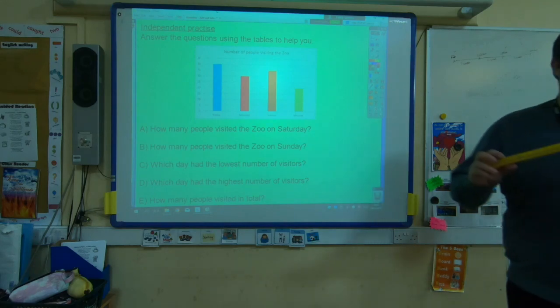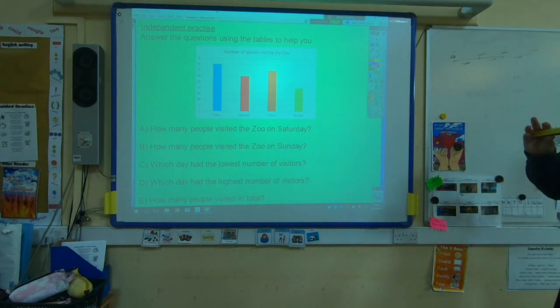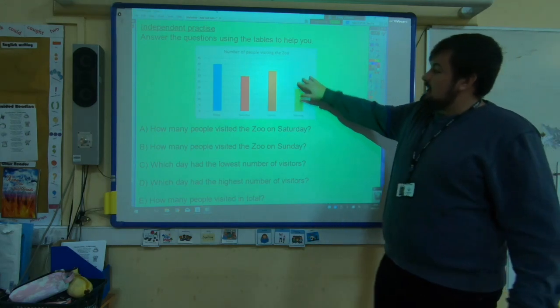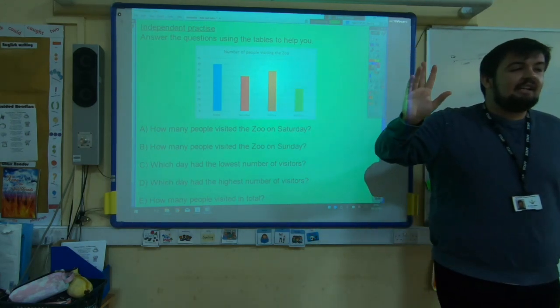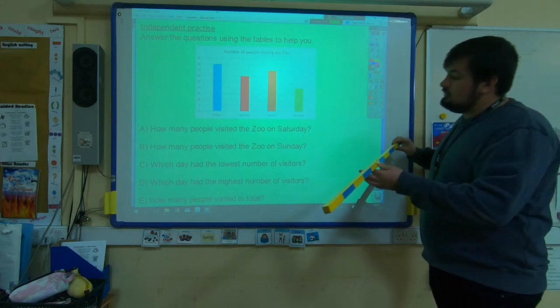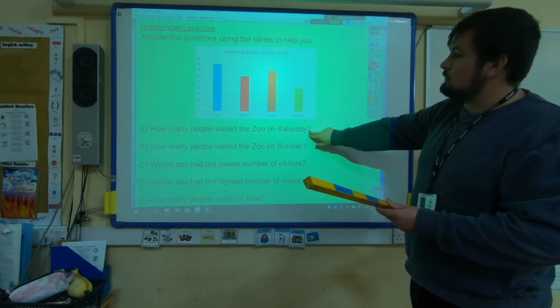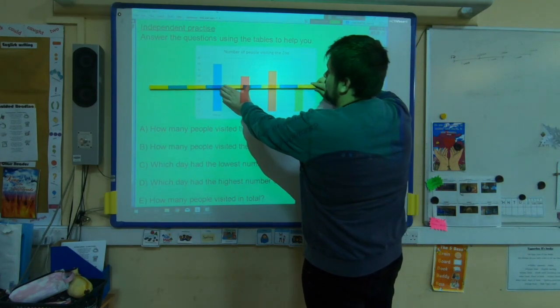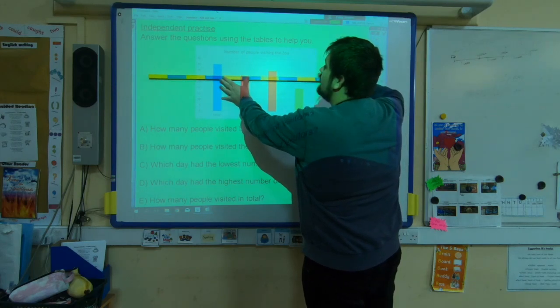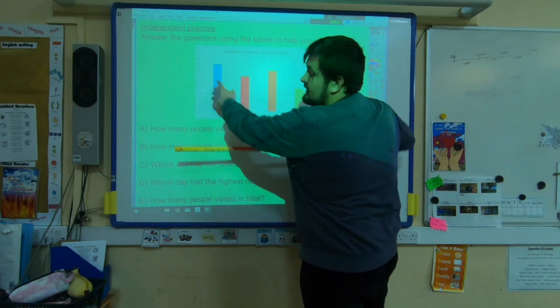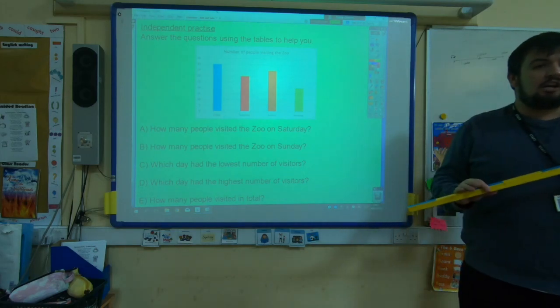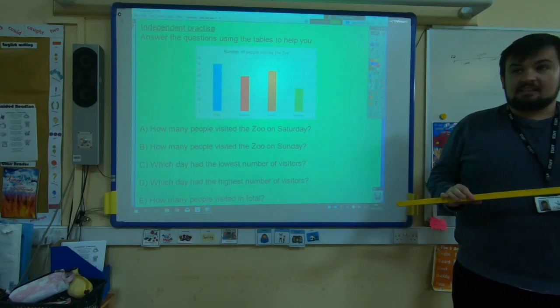I just want to give you a helping hand as well. Sometimes I find, I know this isn't a ruler, but we're quite lucky on this one because it's got the lines in the background. But sometimes to help me, I'll use a ruler. So for example, on the Saturday one, I'll get to the top and I'll go across and I'll see where it matches. And it matches up with 30, so I know the answer is 30.